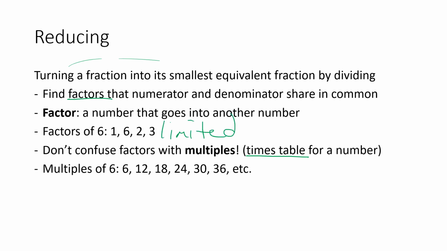In the case of 6, we only have 4 factors. Multiples are infinite. You have as many multiples as you want to hammer out on a calculator or write out by hand. So when we're reducing, again, we're looking for a factor, a number that goes into both of our numbers. That's not 1, because if you reduce by 1, you'll just get the same fraction again.